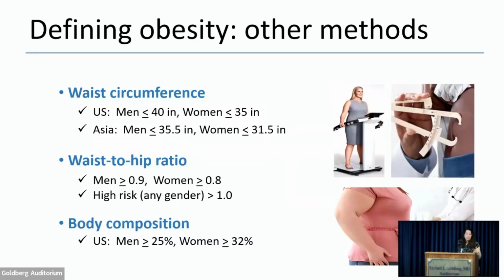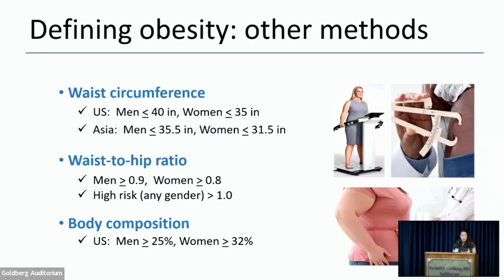There are other methods for defining obesity that we sometimes use in clinical practice, including waist circumference. In the United States, men with a waist circumference over 40 inches or women with 35 inches are considered to have central obesity. Again, the standards in Asia are different. This applies to both South Asians and Pacific Islanders. So the cutoff would be 35.5 for men and 31.5 for women.